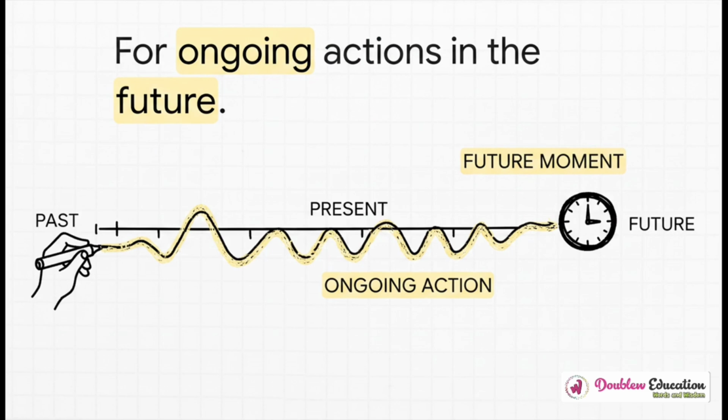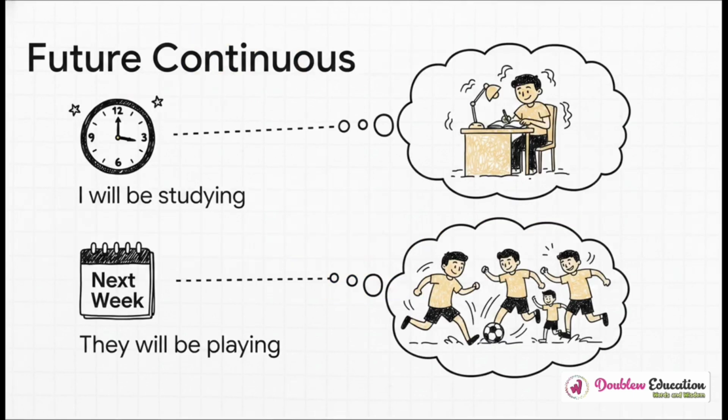Now, let's get a little more specific. What if you want to imagine yourself in the middle of an action at a certain time in the future? For that, we've got the future continuous tense. Think about this. What will you be doing at 8 p.m. tonight? You might say, I will be watching TV. You're imagining yourself right in the middle of that action, but in the future. Or how about this time next week, they will be playing football?